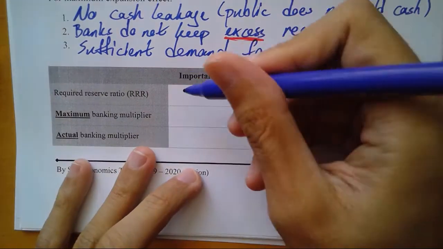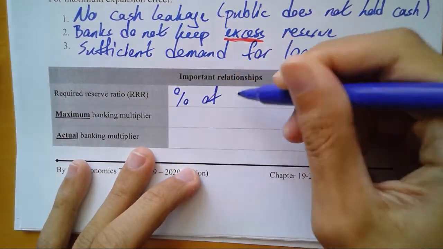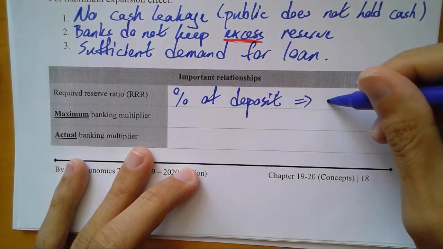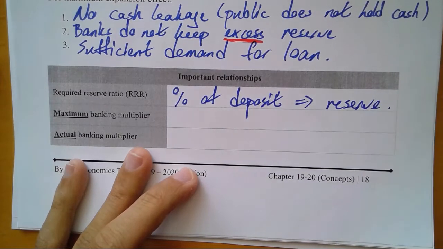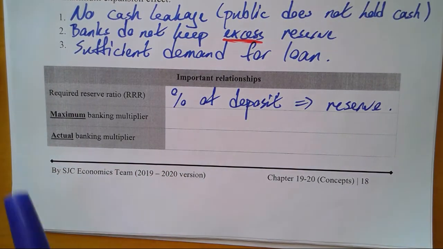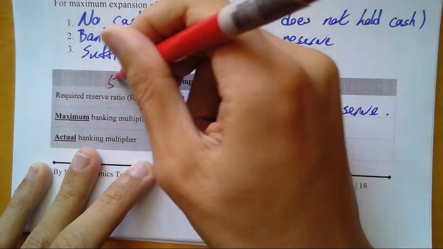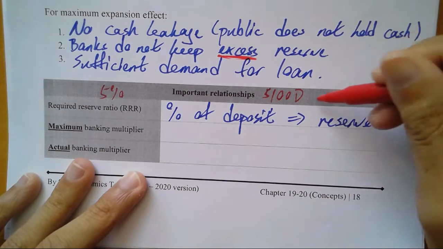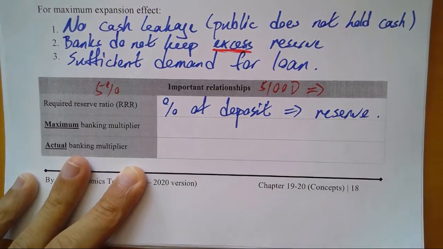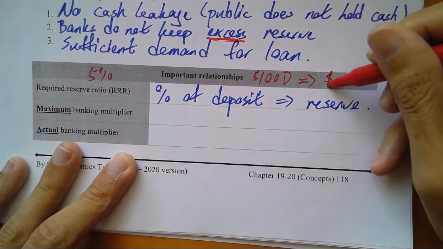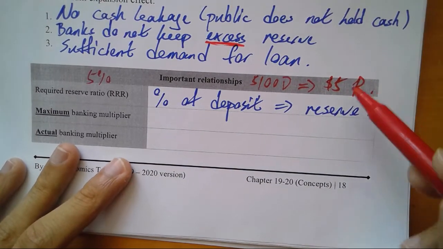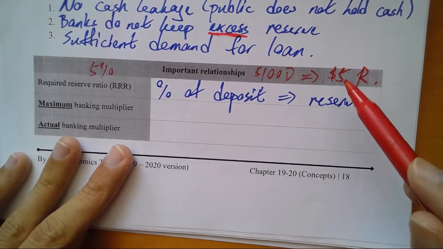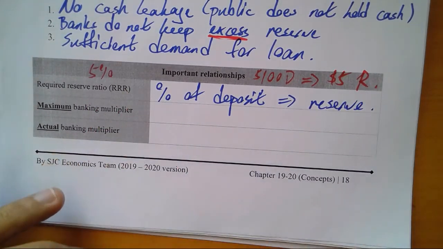Required reserve ratio is the percentage of deposit to be kept as a reserve. Okay, now for example, if this is 5%, if I have $100 of deposit, I need at least, okay, $5 as reserve. I can have more than that, but I cannot have less than that. 我一定要至少有5蚊，得唔得？Now this is the meaning of required reserve ratio.